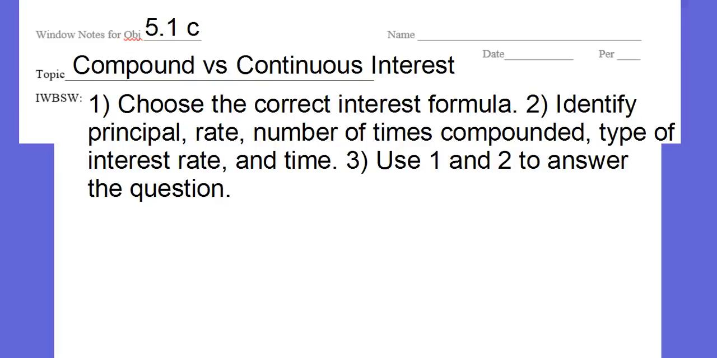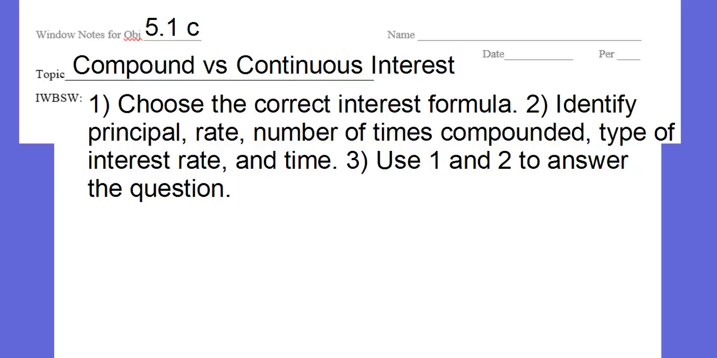So today we're finishing up our 5.1c in our study of exponential functions, studying compound interest versus continuous interest. Okay, so you'll be successful when you can choose the correct interest formula, when you can identify the principal, the rate, the number of times compounded.